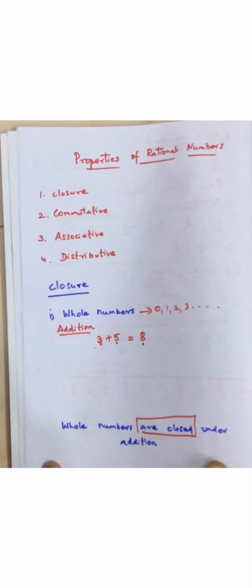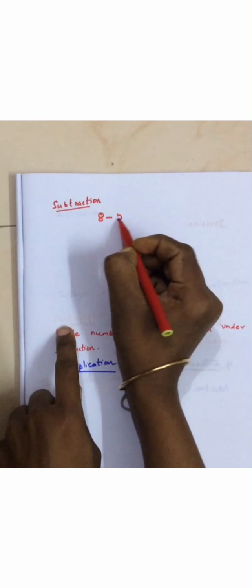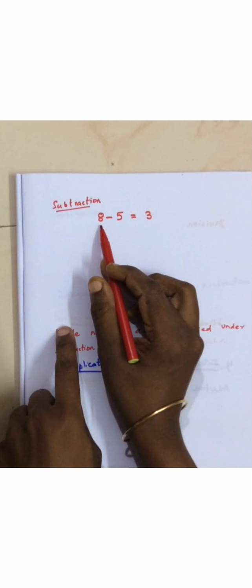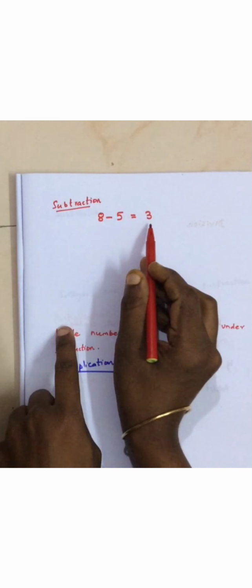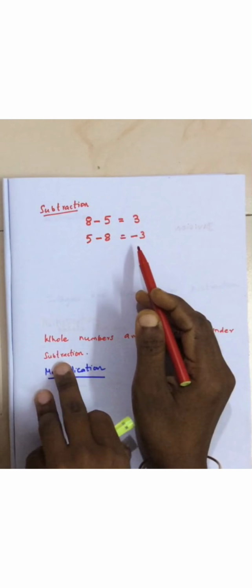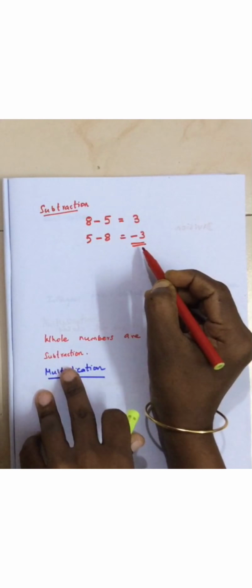Next we are going to see about subtraction. Take two whole numbers and try to subtract them. You have to check whether the answer is a whole number or not. Suppose I am taking 8, which is a whole number, and subtracting 5, 8 minus 5, which gives 3. So here 8 is a whole number, 5 is a whole number and 3 is also a whole number. Now take 5 minus 8, which gives minus 3. If you see here, 5 is a whole number and 8 is a whole number, but minus 3 is not a whole number.